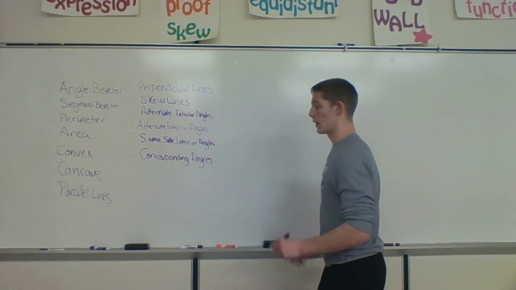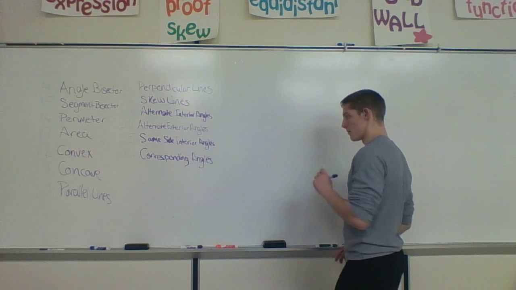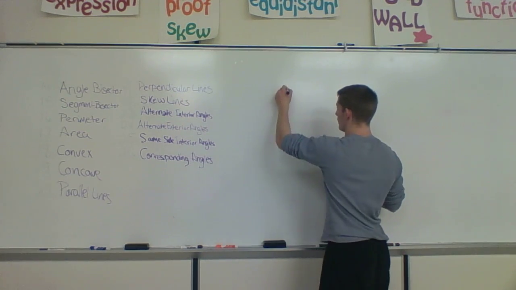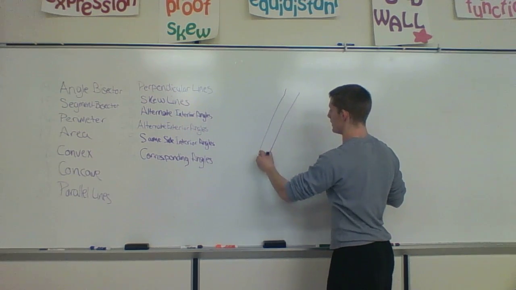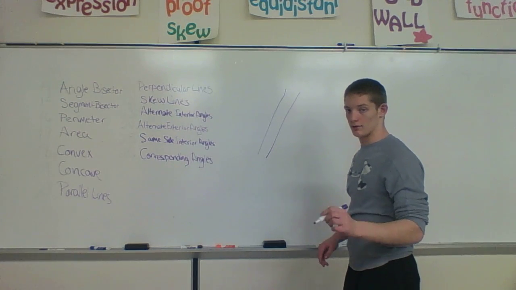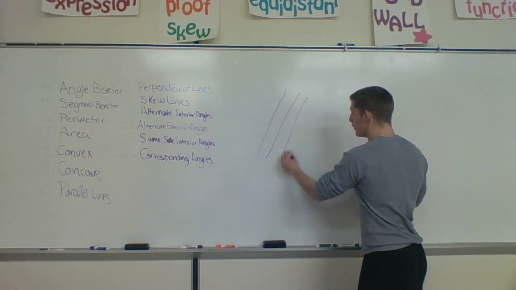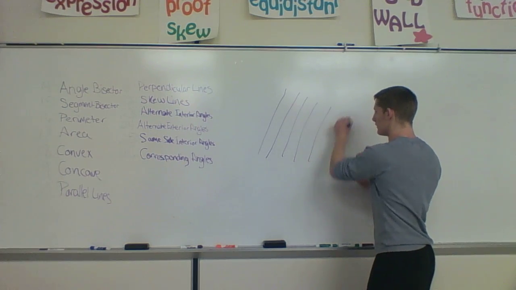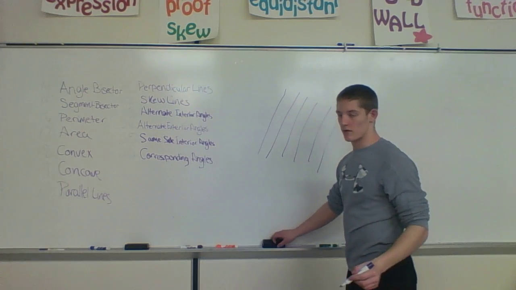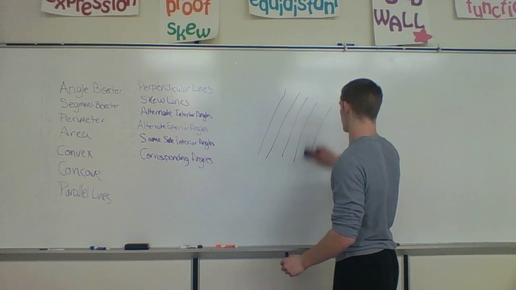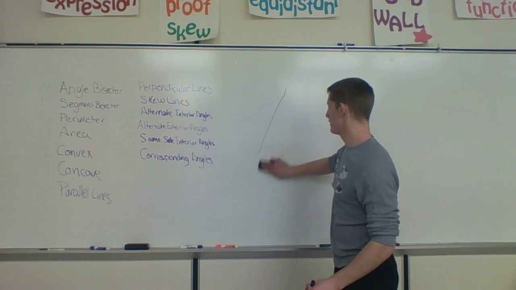And now we have parallel lines. Parallel lines are lines with the same slope and they also never touch. And it can be sets of 2, 3, 4, 5, 6. They may start from different points, but they're always parallel because they have the same slope.